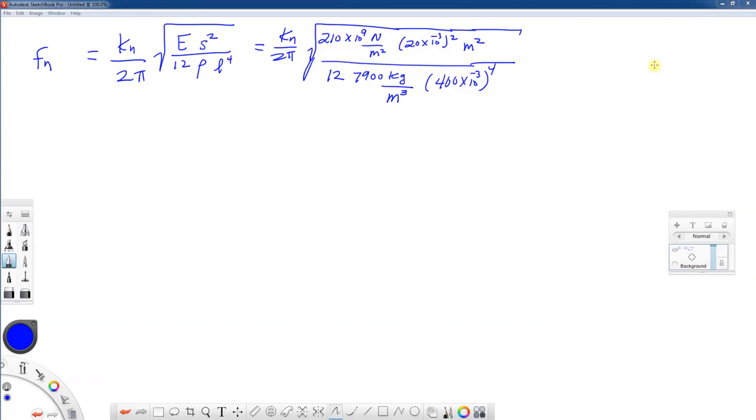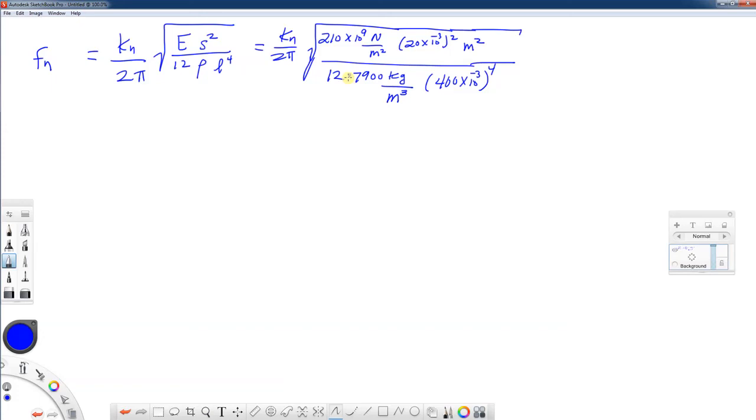Alright, so I put our values in here. Modulus of elasticity we're going to use 210 times 10 to the 9 Newton per square meter. We have a side dimension of 20 millimeters, so it's 20 times 10 to the minus 3 squared meters squared. We're going to divide it by 12. We're going to divide it by 7,900. We're going to divide it by 400 times 10 to the minus 3 to the 4th power.